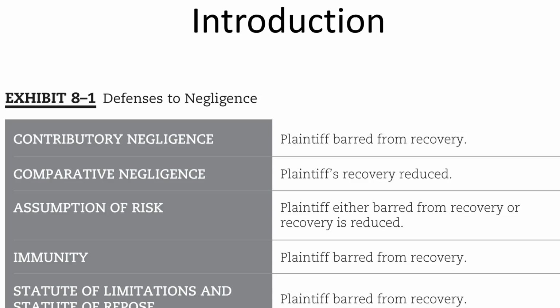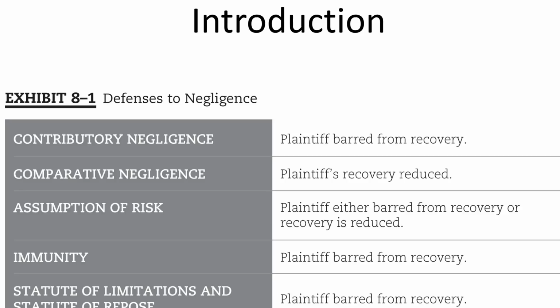Exhibit 8.1 provides a list or a chart of the various defenses to negligence. So in a contributory negligence defense, plaintiff is barred from recovery. So contributory negligence is also known as an all or nothing defense, where if a plaintiff is proven to be contributorily negligent in the cause of their harm, they will be barred from recovery.